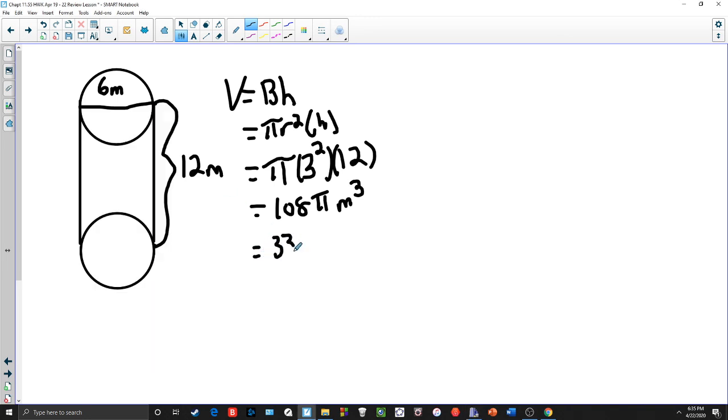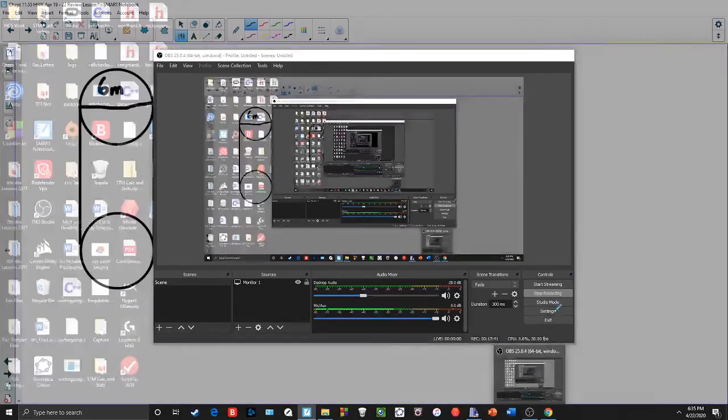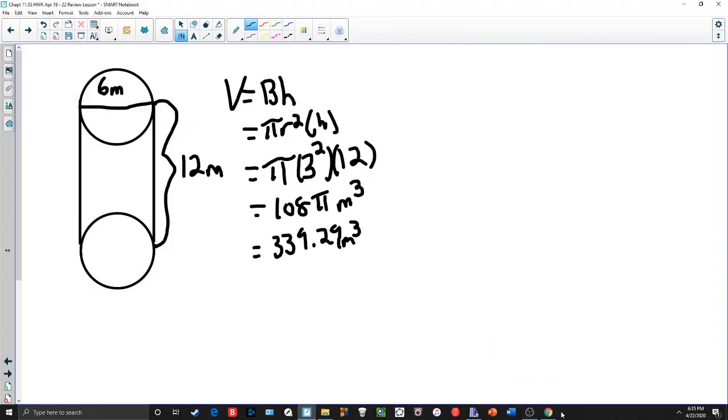339.29 meters cubed. So that's how you would do the volume of a cylinder. Again, very similar to a cone, except you don't divide by 3. Just like in a prism, you don't divide by 3 on a prism, you do it on a pyramid, but not on a prism. So again, just a quick review of all the basic shapes there.